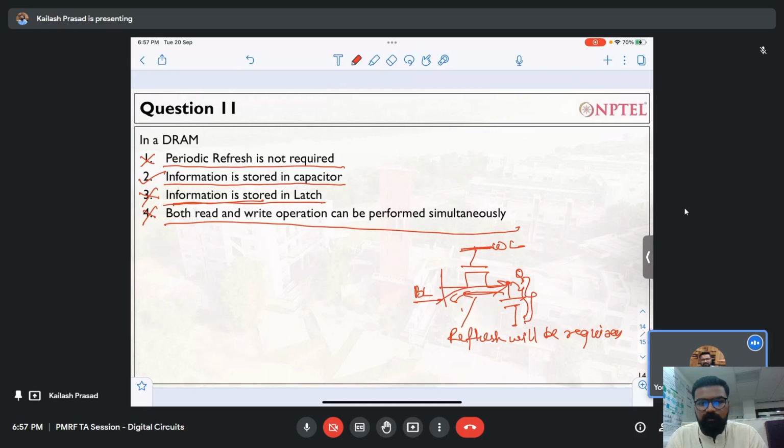Any question? Can read and write operations be performed simultaneously in SRAM? No. In the circuit that I have shown, in that also you cannot do both read and write operations simultaneously.